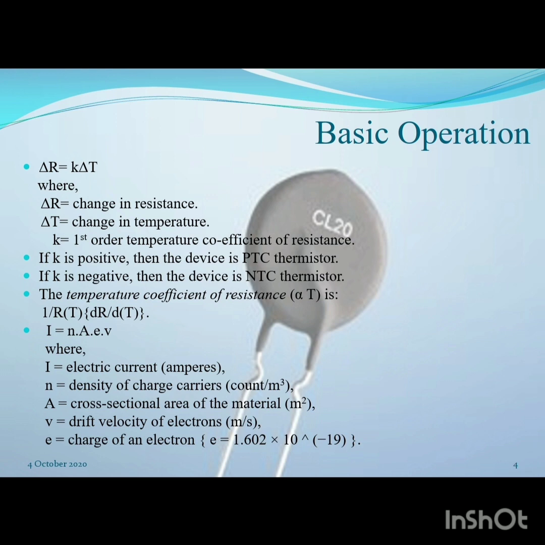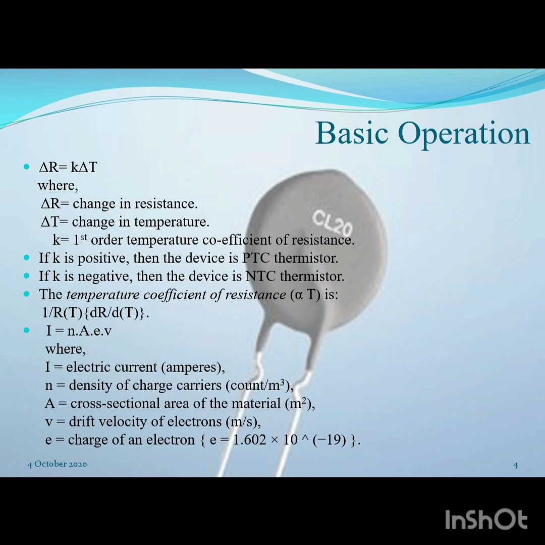So what is that K? We are keeping that K as a temperature coefficient. This is the first order temperature coefficient of resistance, where if K is positive, then the device is PTC, and if K is negative, then the device is NTC. So from this point we can say that the system is totally dependent on K. Yeah, so here K is the hero, you can say.